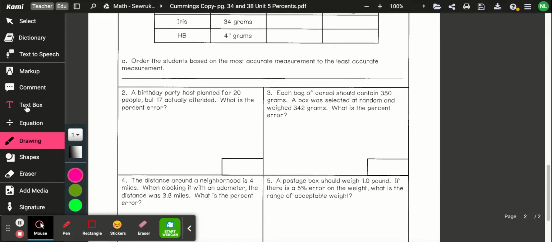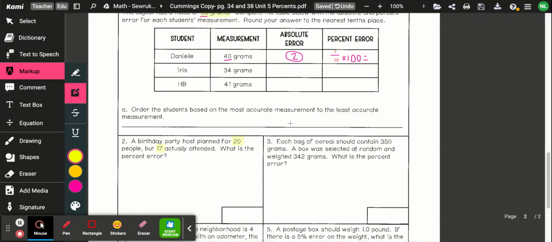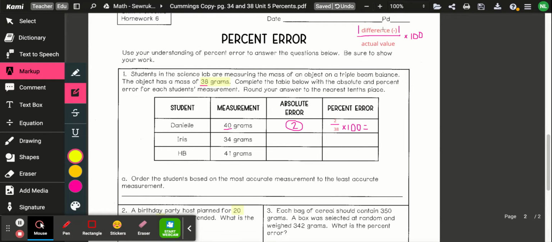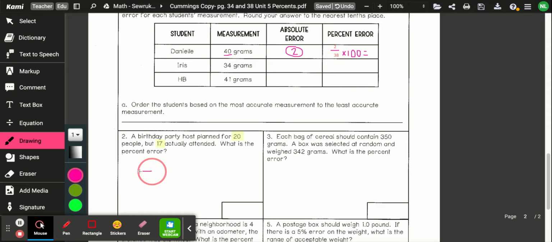On question number 2, a birthday party planned for 20 people, but 17 actually attended. So 20 people is what they planned for, 17 people is who actually came. You will have to follow this formula. The difference between the two numbers, which means you have to subtract 20 minus 17 equals how much? You will put that number on the top, and how many people actually came? That's 17. So you're putting the difference here.